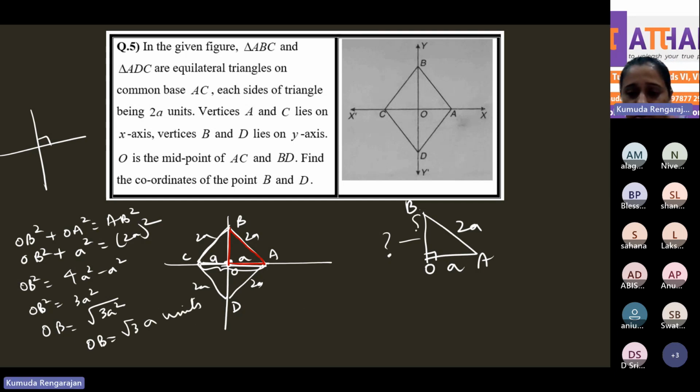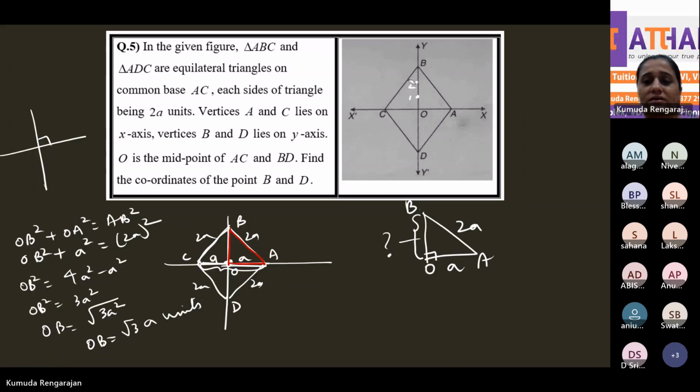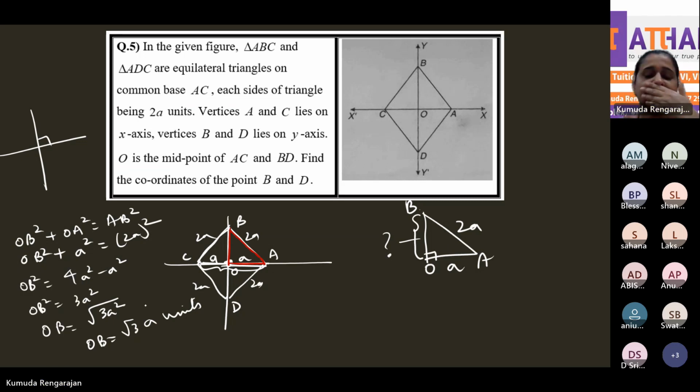So this one is OB, and the length is root 3 A. That means the marking of this point is root 3 A. Like if this one is 1, this one is 2, this one is root 3 A. Why? Because OB, this height, is root 3 A units. That means this point should be root 3 A.